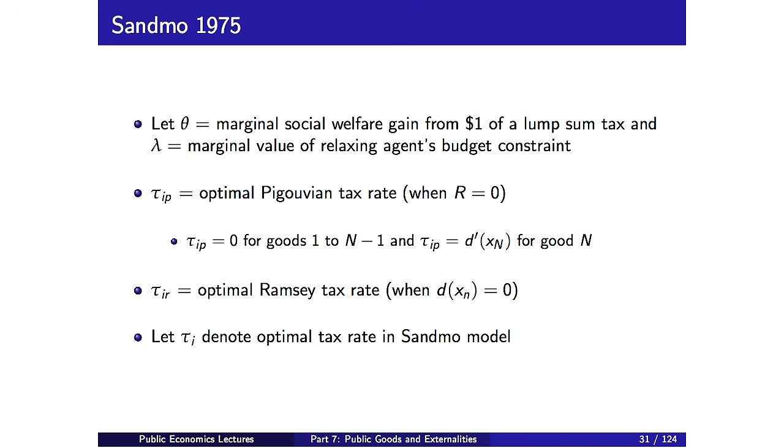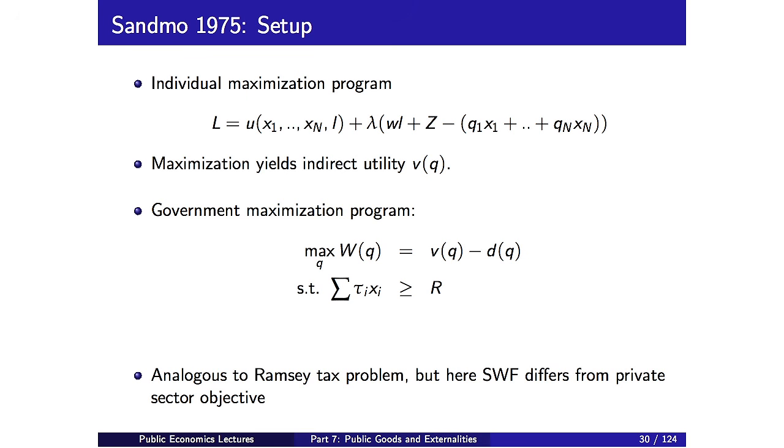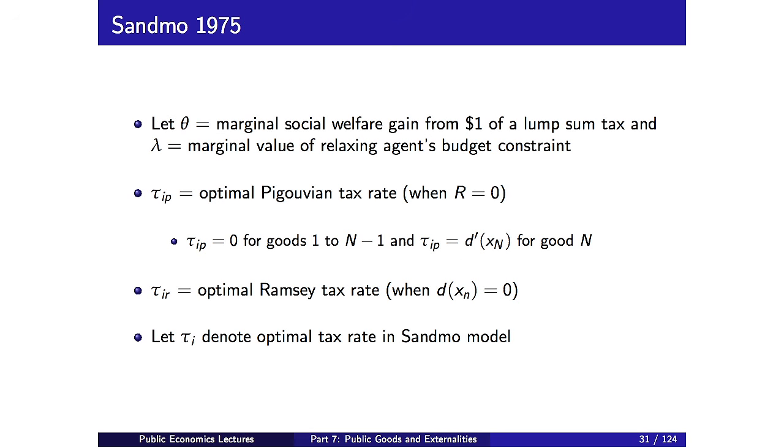Let theta be the marginal social welfare gain from levying a $1 lump sum tax. So remember, this was the thing we talked about before. If we relax the government's budget constraint and allow you to levy a $1 lump sum tax, what's the value of that? By the way, why here am I not allowing lump sum taxation? If I allowed lump sum taxation, what would the solution be? Lambda is the marginal value of relaxing the agent's budget constraint.